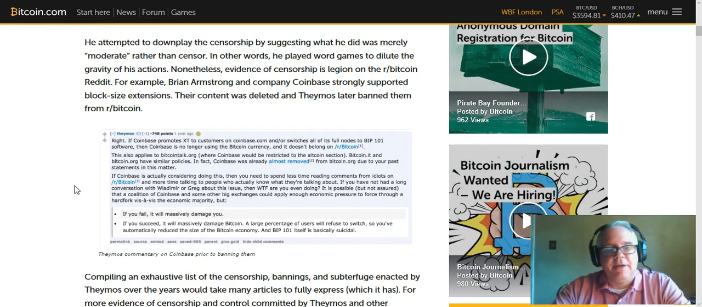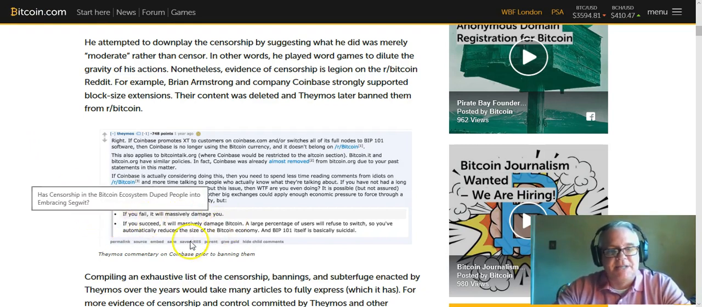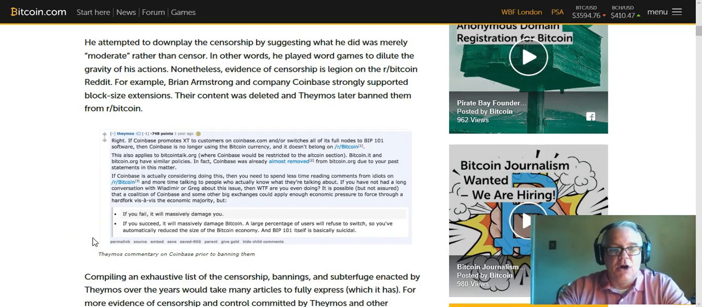And you can see right at the end that it's quoted. He says, if you fail, it will massively damage you. If you succeed, it will massively damage Bitcoin. A large percent of users will refuse to switch, so you've all automatically reduced the size of the Bitcoin economy, and BIP 101 itself is basically suicidal, which BIP 101 is the Segwit fork.